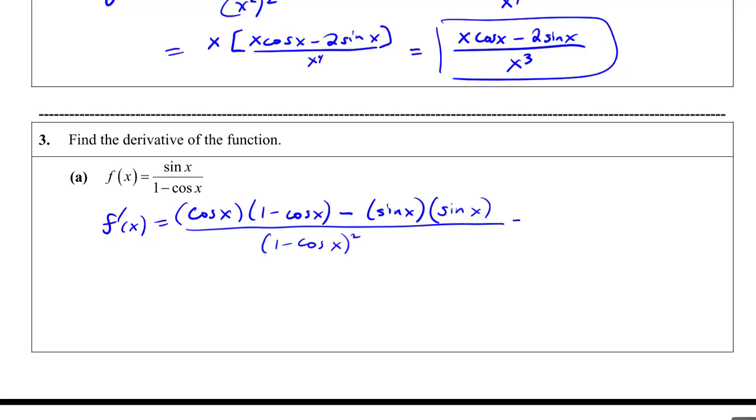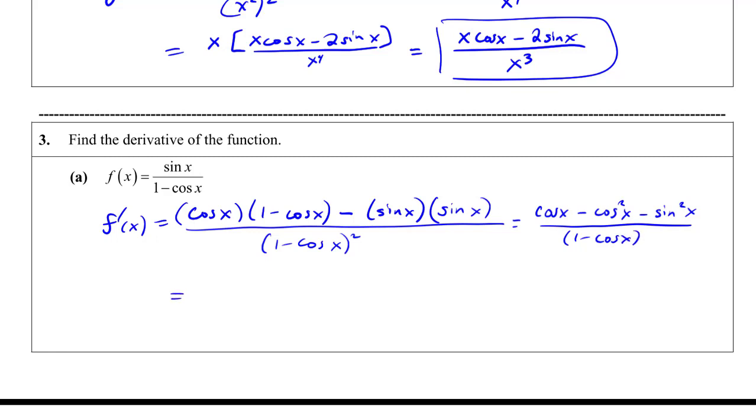Okay, so let's see if this cleans up at all. All right, so in the numerator, I'm going to get cosine x minus cosine squared x minus sine squared x all over 1 minus cosine x.